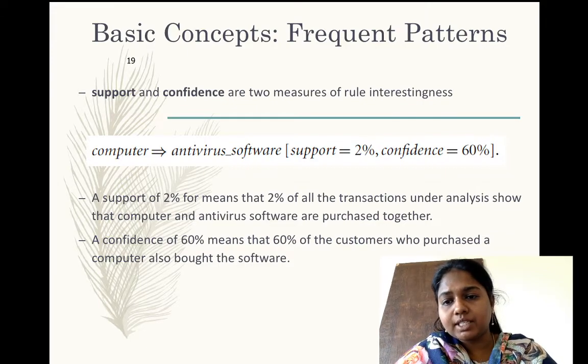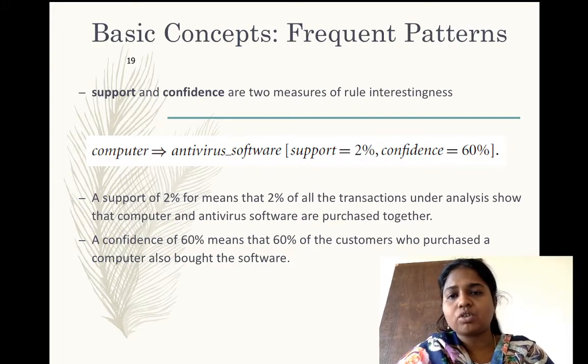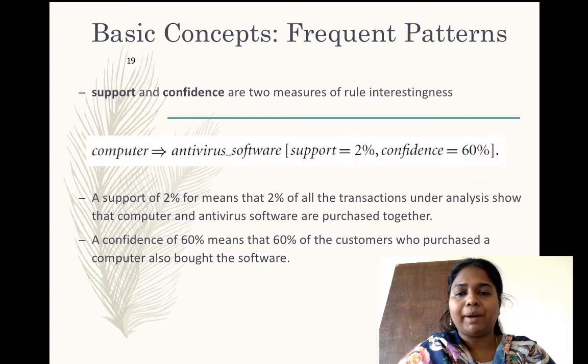So I assume that the predecessor has already occurred and see how confident I can be of the consequent happening after that. That is called the confidence value. Confidence is measured as the percentage of customers who purchased the computer who also bought the antivirus software. So how many of them bought the antivirus software defines the confidence of a pattern.